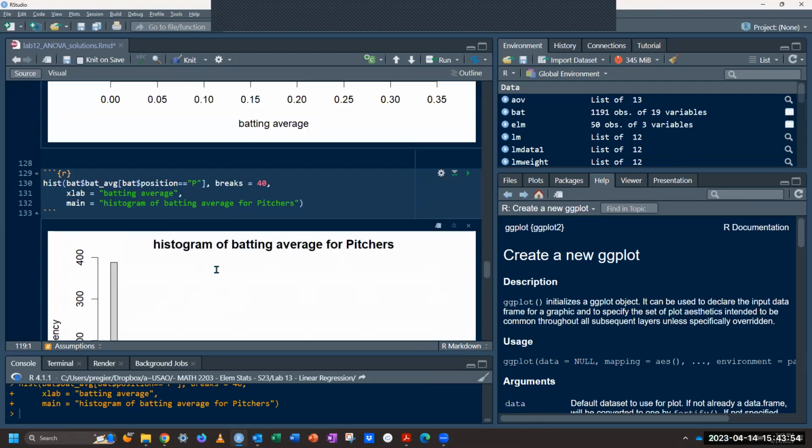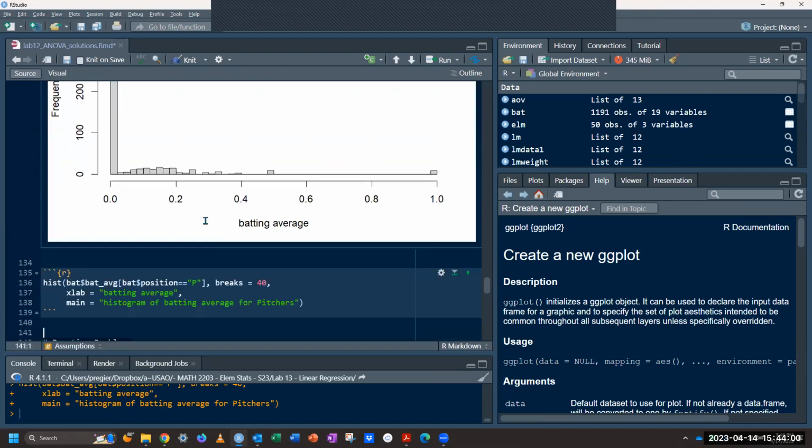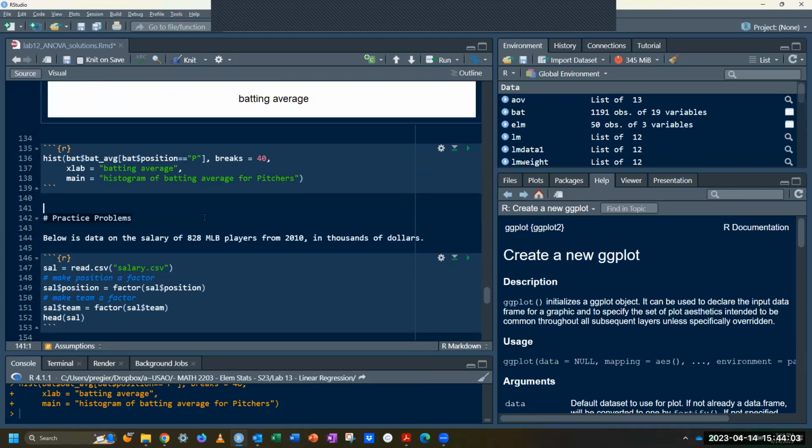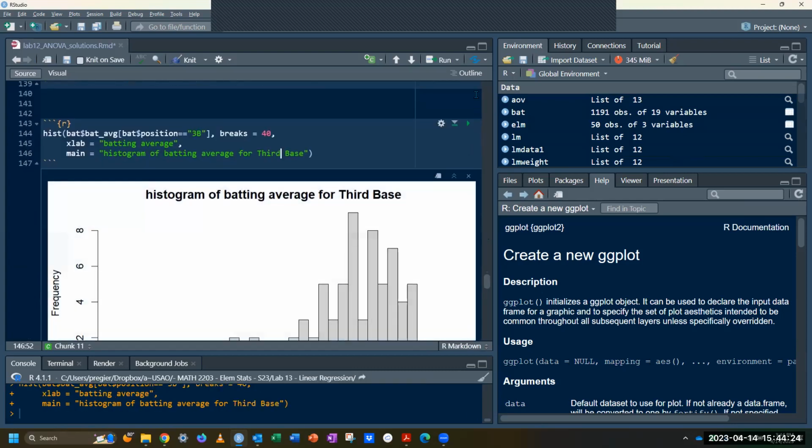But you can see for the pictures, there's something going on. It's not really normal. But to do this for another variable, say, do we do first base first? Yeah, we can do second base. Just change this to second base. And then we're going to want to change our title. So you do that for all the positions, third base, and so on. That's how we could look at these histograms for each position.